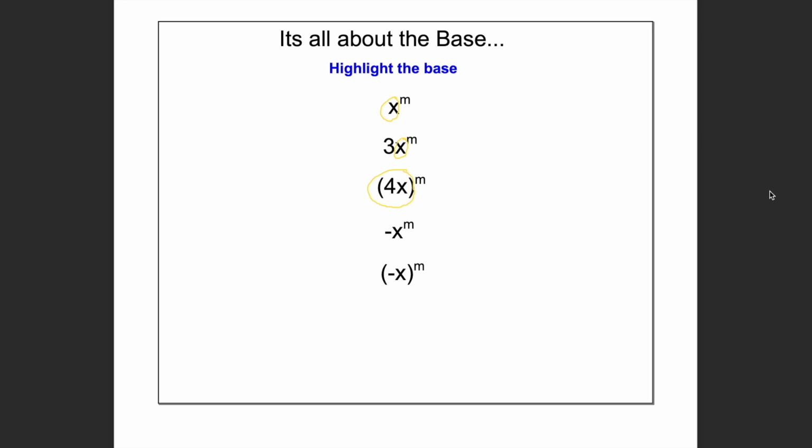Negative x to the m, well, again, only the x is being raised to the power. So only x is the base. But you've got negative x in parentheses to the m. It's the entire thing. So if you want multiple things to be raised to a power, you've got to put them in parentheses. Otherwise, it's just the thing touching the exponent.